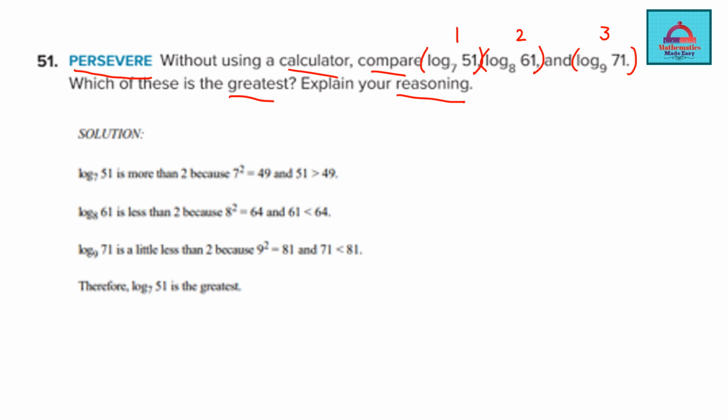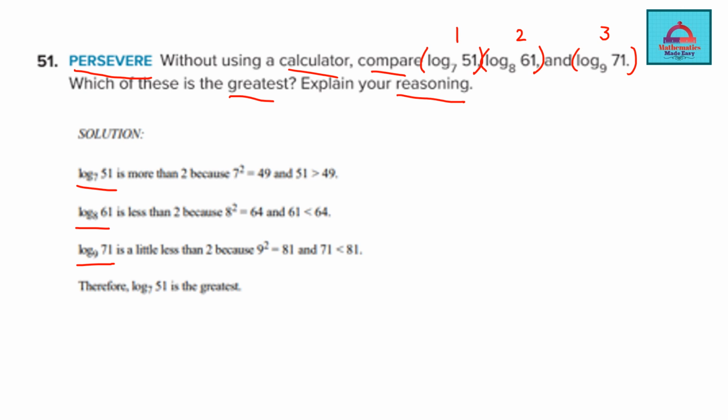Okay, so let's have a little closer look at these three values: log 7 51, log 8 61, and log 9 71. Now all of them have different bases, but if you see, the base is having a difference of 1 and the number x is here having the difference of 10. So 51, then you add 10, 61, then add 10 again, 71.